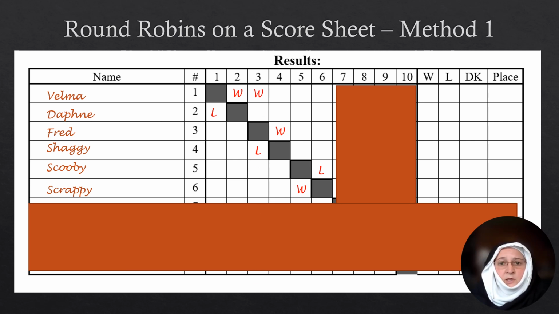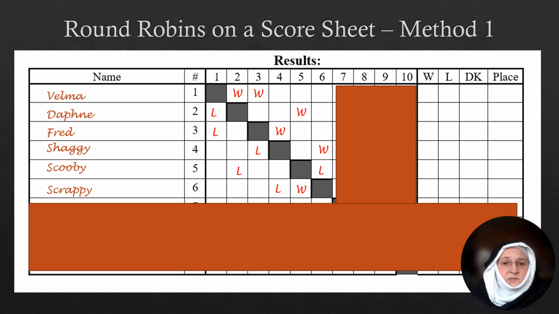Now, if we move on, round 2 can be sent out. We have Velma versus Fred, Daphne versus Scooby, and Shaggy versus Scrappy. This time, Velma, Daphne, and Shaggy are going to win. The wins and losses are recorded just as before. Velma has a W, Fred gets a loss, Daphne gets a win, Scooby gets a loss, Shaggy gets a win, and Scrappy gets a loss.